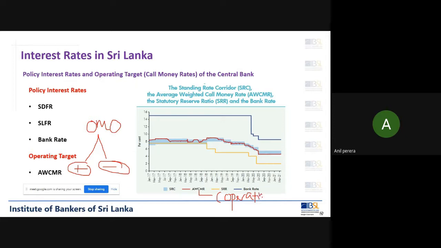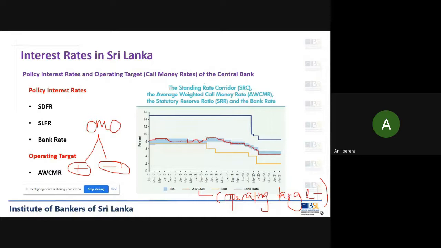Operating means you can manipulate it. You can actually have an impact on that. You have the control. That's the meaning of operating. So if someone asks, what is the operating target of the central bank's monetary policy framework? What is the answer? Average weighted call money rate. How do you define it?